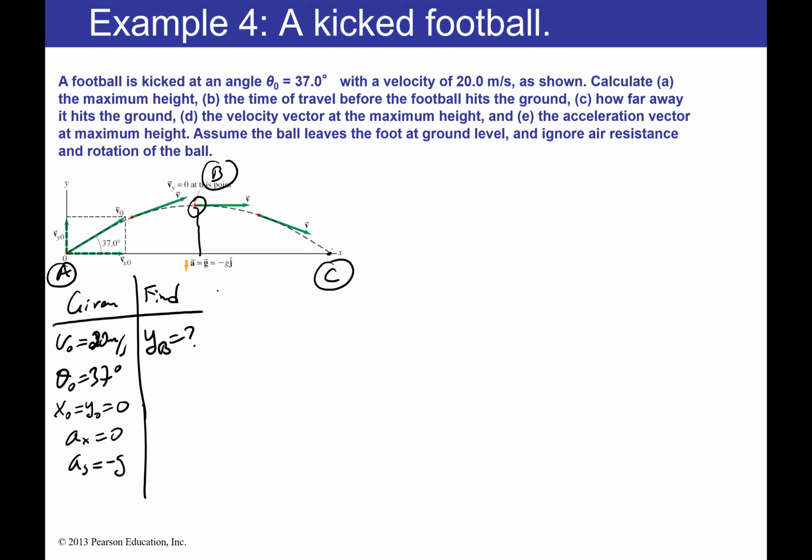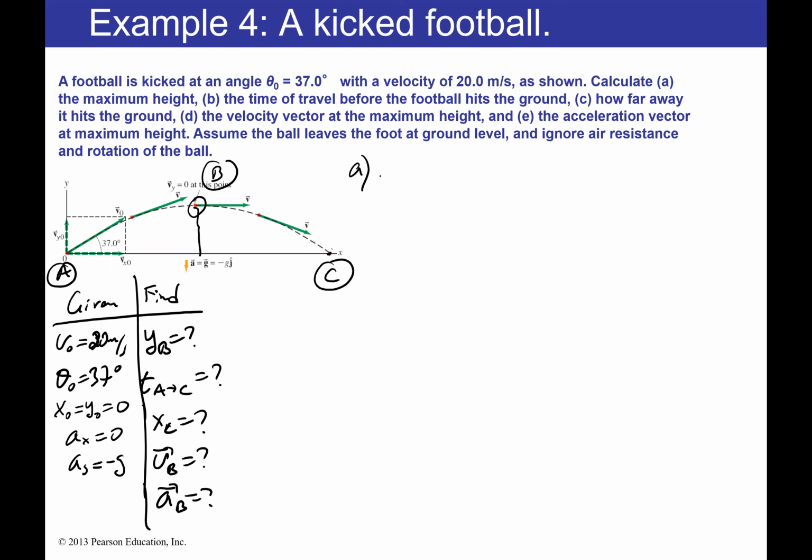Part B is asking the time from A to C. Part C is asking what is my x final, right? That means x of C. And then after that, it's asking what is the two-dimensional velocity at B, and then what is the acceleration at B. All right. Those are the things that we want to find. All right, so now let's start with part A. Let's calculate the maximum height.